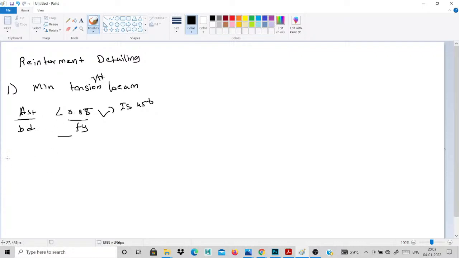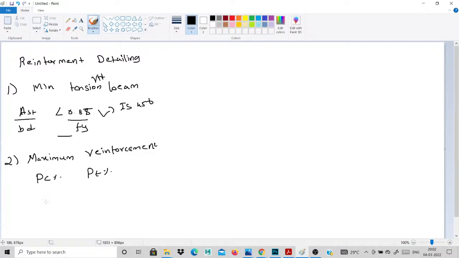What is the maximum reinforcement? The next one is the maximum reinforcement. Maximum reinforcement is for compression and tension. Pc is the compression reinforcement and pt is the tension reinforcement. Two reinforcements are there, compression and tension also.